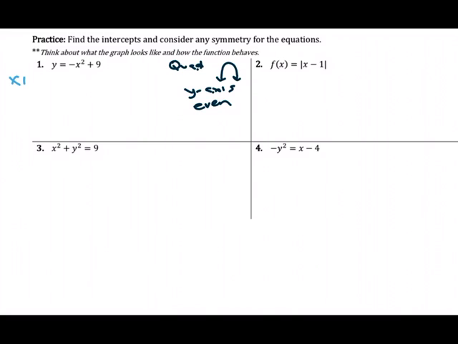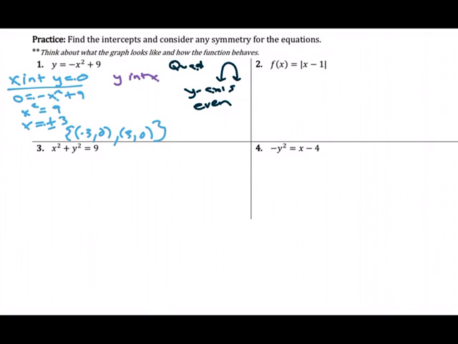Let's find our x-intercepts first. That means that y is going to equal 0, so 0 equals negative x squared plus 9. If I add x squared to both sides, x squared equals 9, so x is going to be plus or minus 3. And if I write these as ordered pairs, (-3, 0) and (3, 0) are my x-intercepts. And to find my y-intercept, I'm saying that x is equal to 0. So y equals 0 plus 9, or the ordered pair (0, 9) would be my y-intercept.